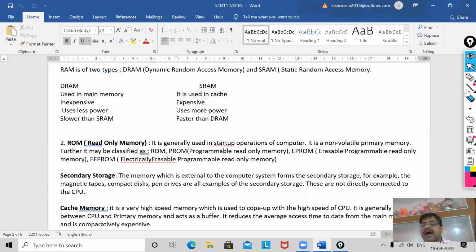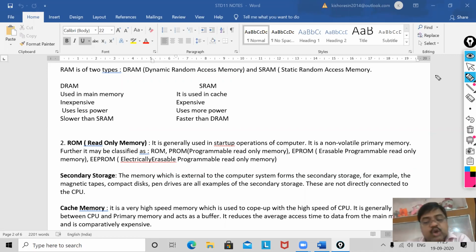Now, the next part is your secondary memory. If I'm talking about the secondary memory, it means what? My data is safe. The data I stored today can be accessed any day. Either I want to open this after a month or after a year, it will not have any problem because my data is safe.